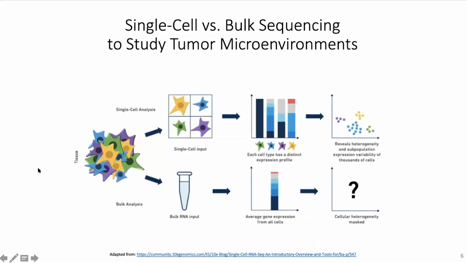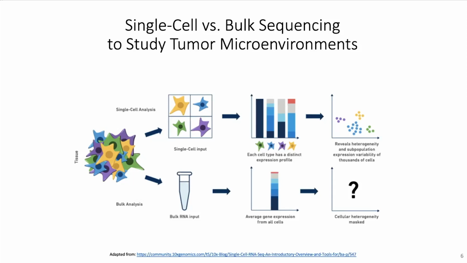Traditionally, bulk sequencing technology is used to measure gene expression profiles of the tumor microenvironment. However, in bulk sequencing, thousands of cells are put together and an average gene expression from all cells is measured. This technology at the bulk level doesn't have the resolution to identify gene expression profiles of the individual cells. And therefore, it cannot help us to fully understand the cell composition in the tumor microenvironment.